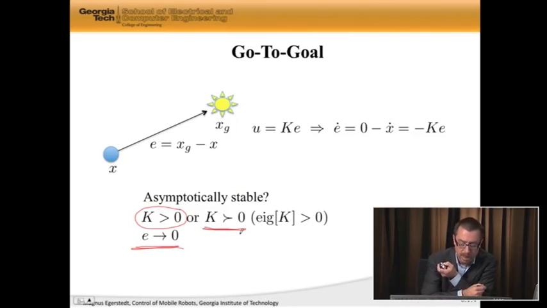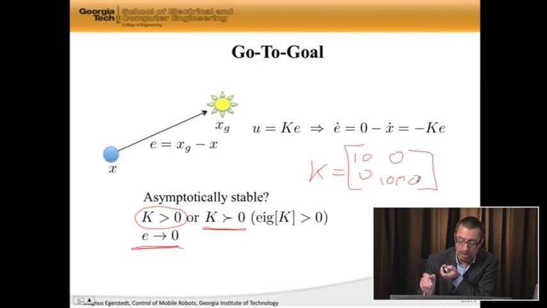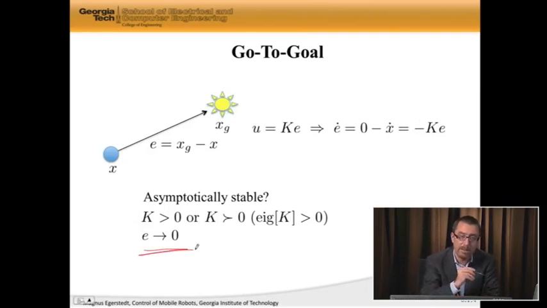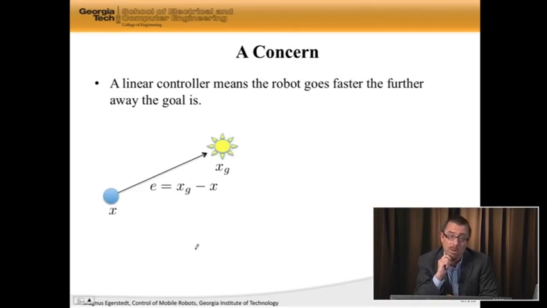If we pick K as a matrix, for instance, it could be a diagonal matrix, 10 and 1,000, say. It seems silly, but why not? This is a positive definite matrix, which means that the eigenvalues are all positive. I have a minus sign here, so I need to worry about the negative of K. In this case, the eigenvalues would be all negative. So if you have that, I would go with K constant. But if you have this, you will indeed drive the error to 0, which means that we have solved the go-to-goal problem. There are some concerns, though.